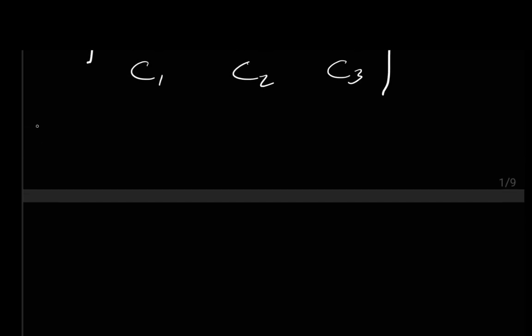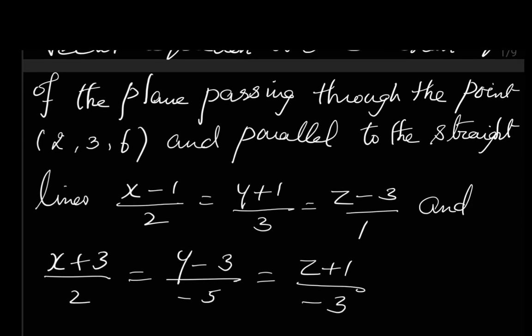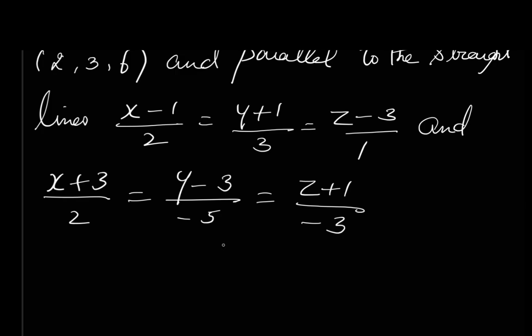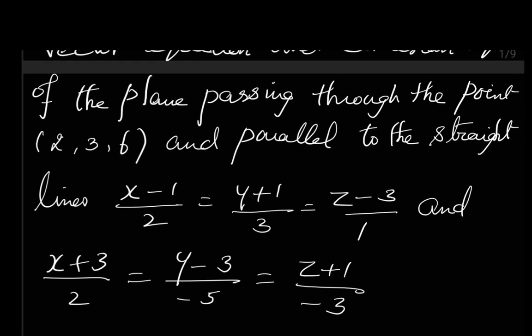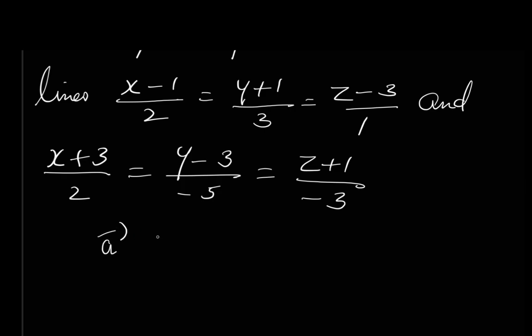Let me do the problems. First problem, the first question in the exercise: Find the non-parametric form of the vector equation and the Cartesian equation of the plane passing through the point (2, 3, 6) and parallel to the straight lines (x minus 1)/2 = (y plus 1)/3 = (z minus 3)/1 and (x plus 3)/2 = (y minus 3)/(minus 5) = (z plus 1)/(minus 3). The plane passes through the point (2, 3, 6), so vector a is 2i plus 3j plus 6k.